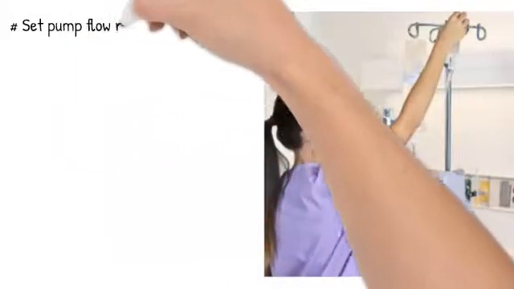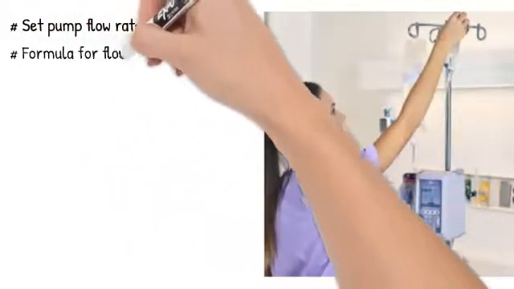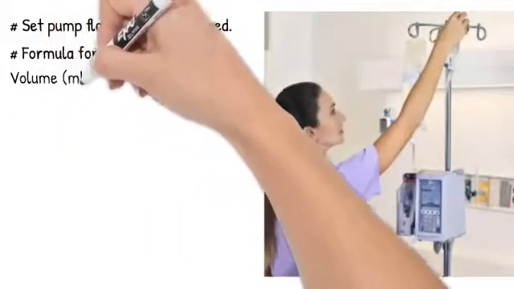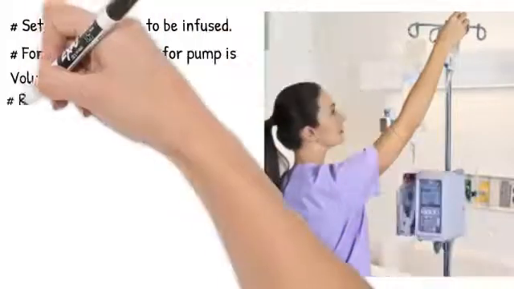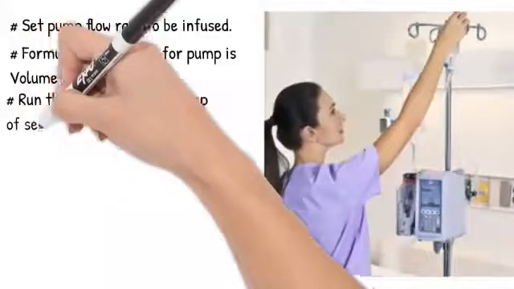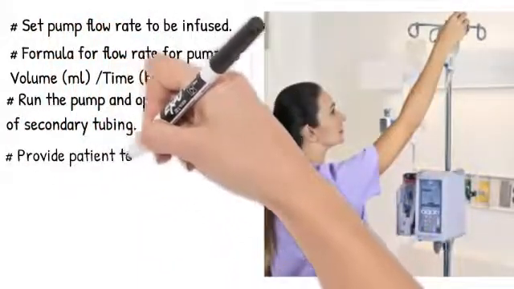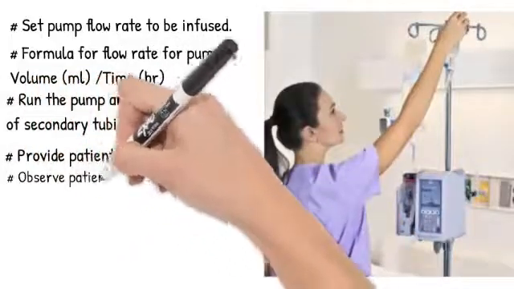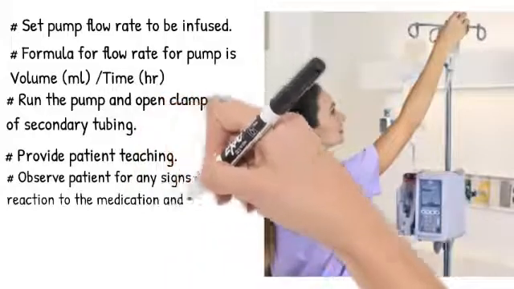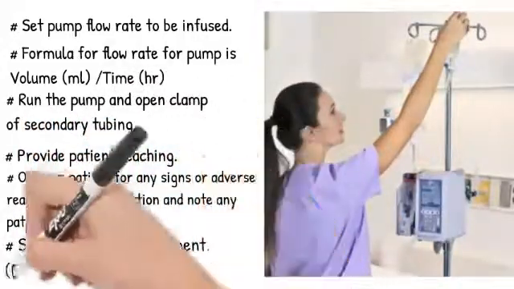Set the pump rate to be infused. Formula for flow rate for pump is volume in milliliters over time in hours. Run the pump and open the clamp to the secondary tubing. Provide patient teaching. Observe the patient for any sign of adverse reaction to the medication and note any patient responses. Sign the MAR and document.